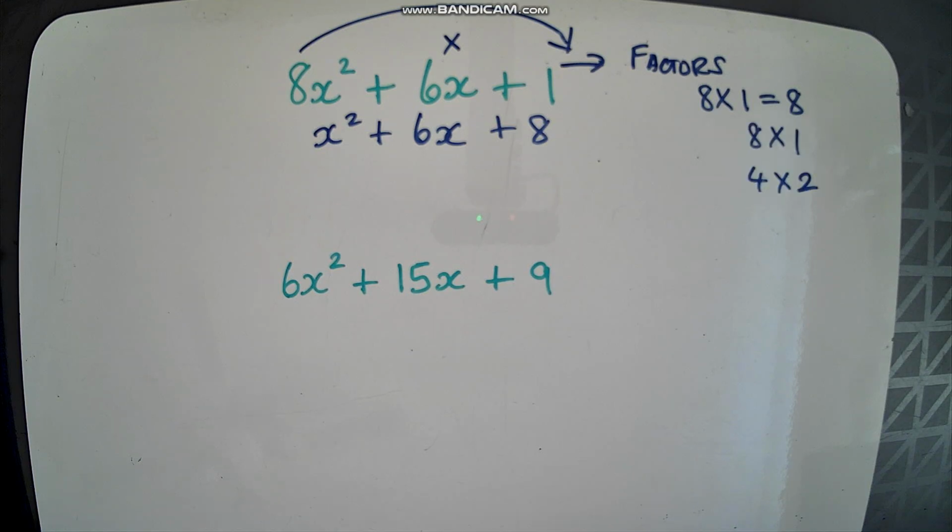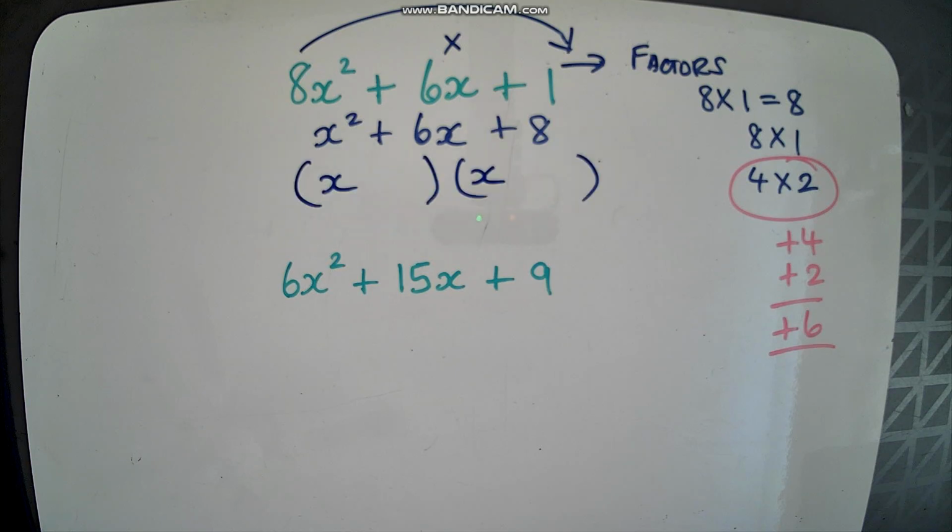Now, the factors of 8 are 8 times 1 and 4 times 2. Choose one of those which can give you 6 when added together or subtracted. So, 6 will come from 4 and 2, to get the middle number. When adding 4 and 2, we will get 6. So, factorize that. When we factorize a trinomial, we get two brackets.